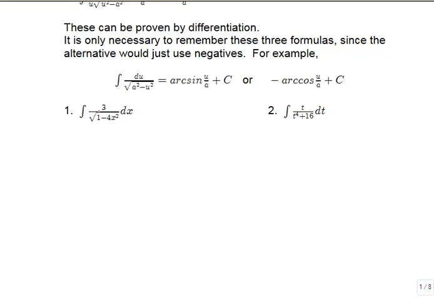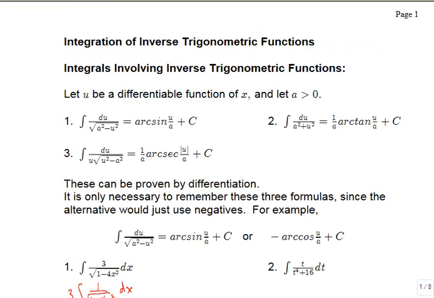Now that 3 on top is not helping us whatsoever. It's not the derivative of anything at all. So let's just pull that 3 out of the way, and then let's examine what we have here. Notice that the x squared term is coming second after the constant squared. So this makes it a candidate for this arcsine.